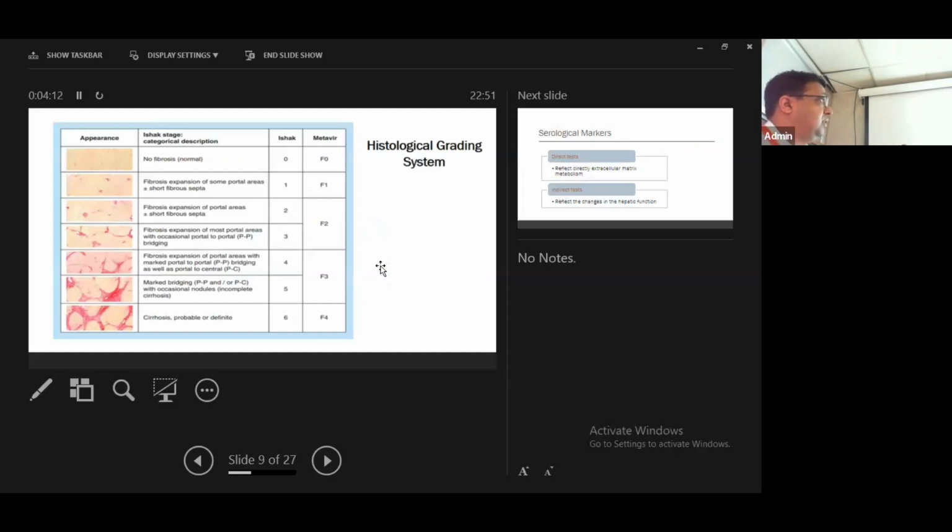Another scoring system is the Ishak scoring system. It is not very widely used because it is difficult, but F0 is no fibrosis. In Ishak stage 1, fibrosis expansion occurs in some of the portal areas. In stage 2, fibrosis expansion occurs in most portal areas with some fibrous septa. In stage 3, fibrosis expansion to most portal areas with some portal-to-portal bridging. In stage 4, there is portal-to-portal along with portal-to-central bridging. In stage 5, there is marked bridging, and Ishak 6 is cirrhosis.